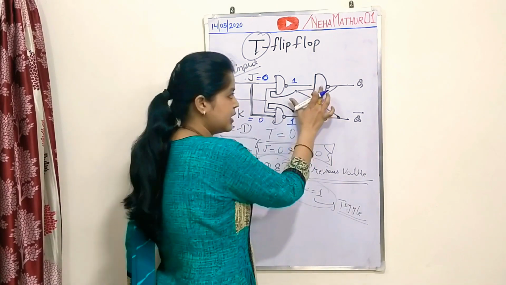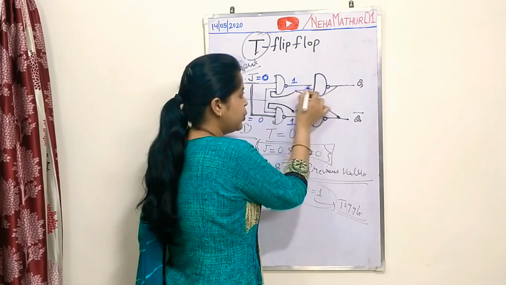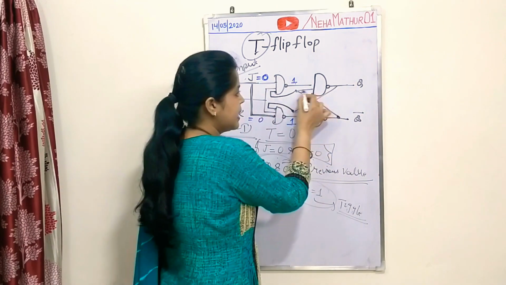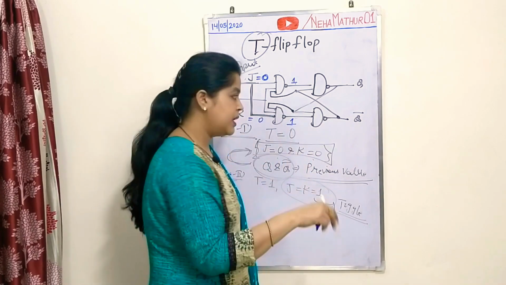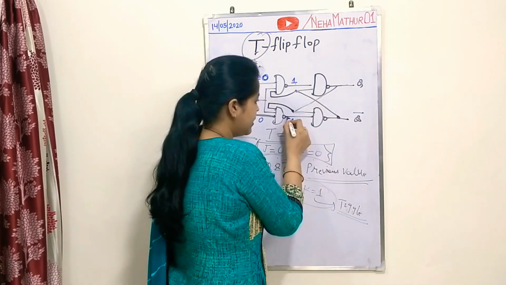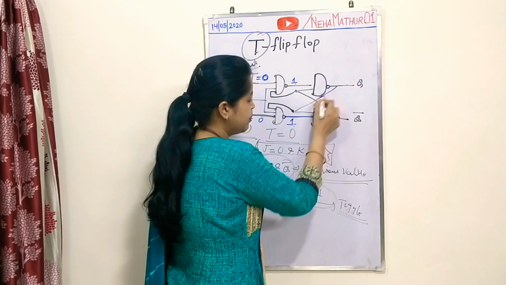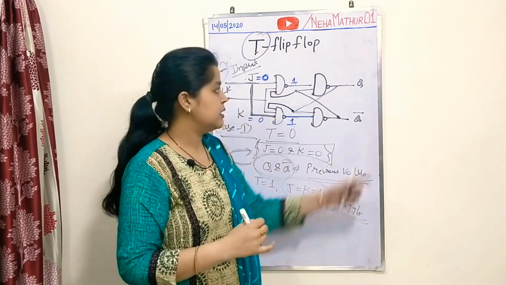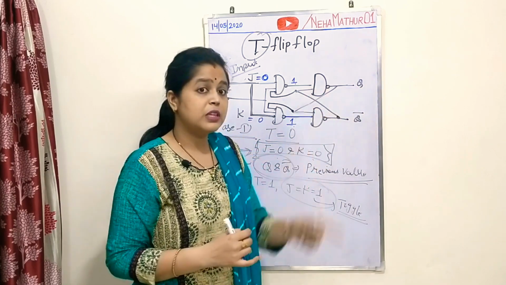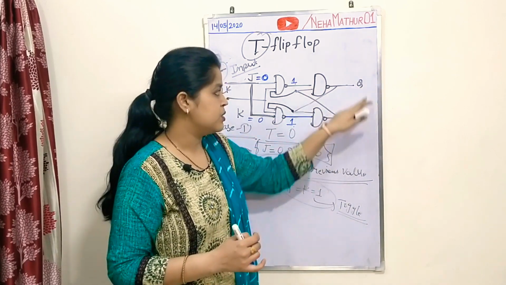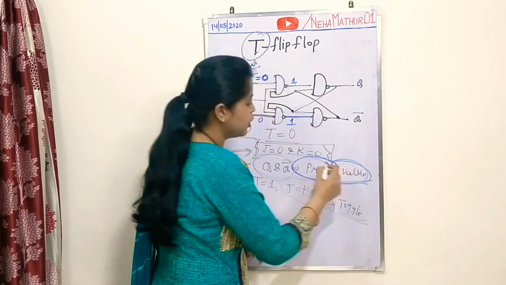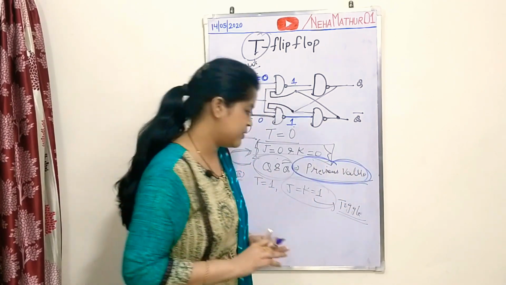Now come to this NAND gate. Out of two inputs, one input is 1 while the second input is not defined. Similarly, for this NAND gate, one input is 1 while the second input is not defined. That means there is no possibility to find the outputs Q and Q bar without assuming their values. That's why I am writing here that the calculation of your Q and Q bar depends on the previous value.